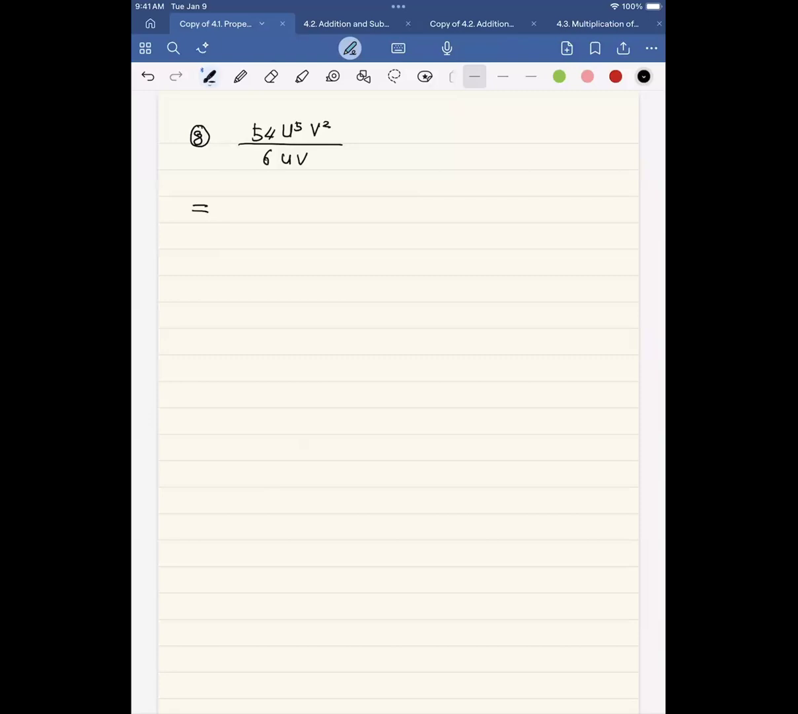The next question is 54 times u to the fifth power v squared over 6uv. Let's separate according to the pattern. Number together: 54 over 6 times u to the fifth power over u times v squared over v. 54 is 6 times 9.